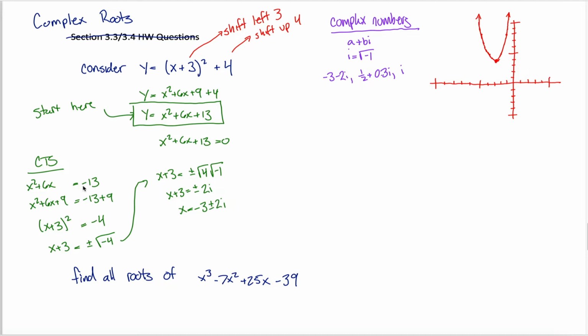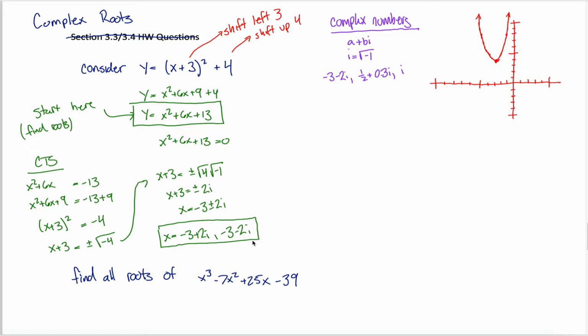What I'm saying is there's two solutions to this equation right here. This polynomial has two different roots or zeros. They're just not real numbers, they're complex numbers. One of them is negative 3 plus 2i. The other one is negative 3 minus 2i. They don't show up on this graph, but they're the solutions to this problem.